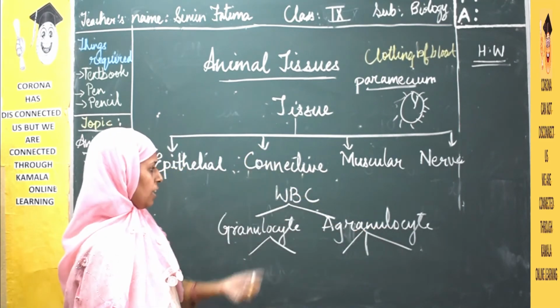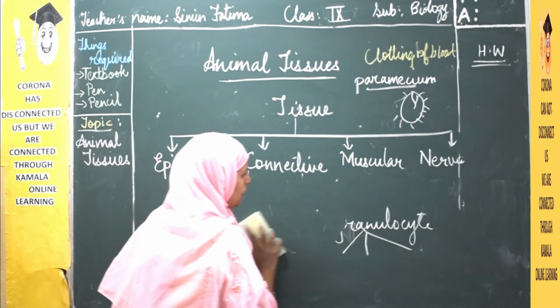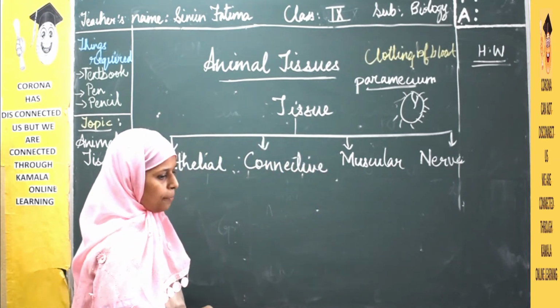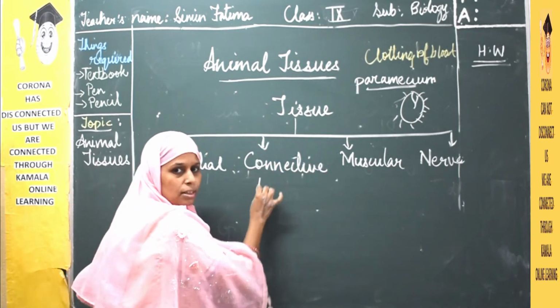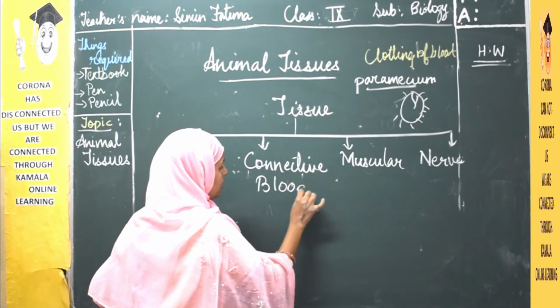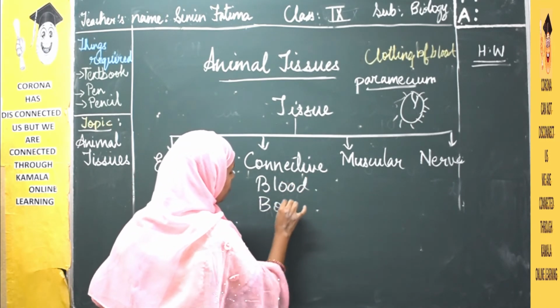First of all, we are just talking about the types of connective tissue. We have just now discussed blood. We will discuss bones now.